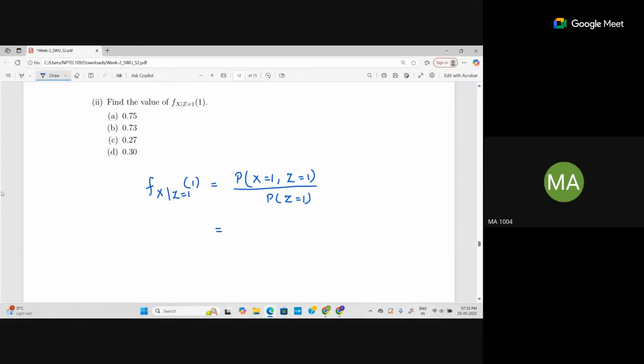So how can we find this probability? X is equal to 1 and Z is equal to 1. Anyone? Success.